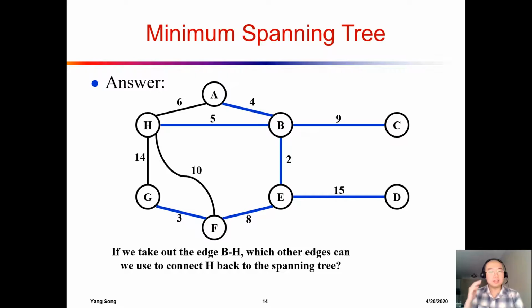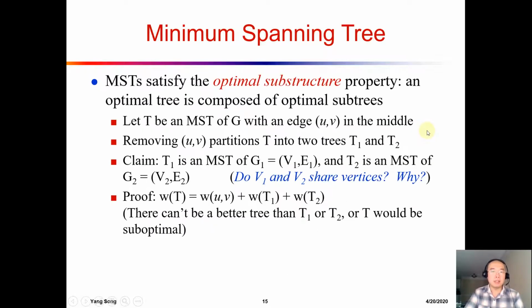Okay, so this is the concept of the MST. And the next part, in the MST, we have an important feature we want to talk about. That is the optimal substructure.